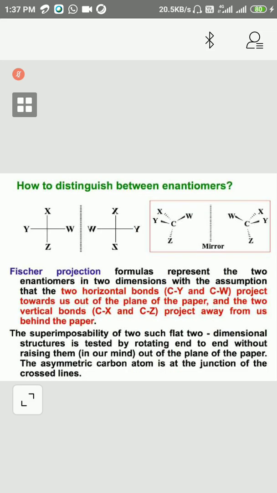How to distinguish enantiomers? Here you can see in Fischer projection it is drawn in the first figure. These are mirror images of each other. So two horizontal bonds are there, CY and CW, and two vertical bonds, CX and CZ. The superimposability of these two flat two-dimensional structures is tested by rotation in the plane without lifting them. The asymmetric carbon atom is at the junction of the cross lines, meaning carbon.